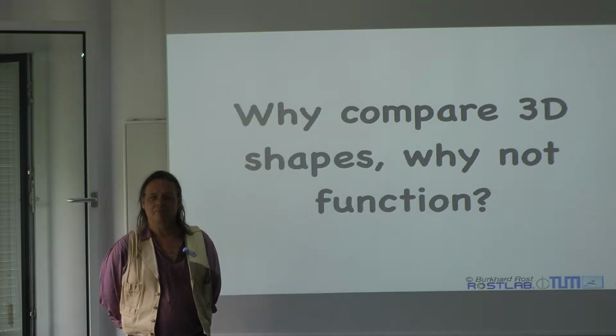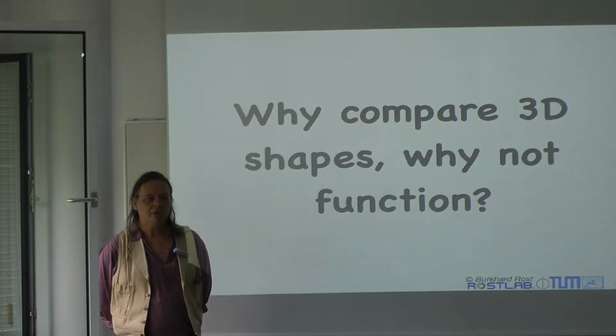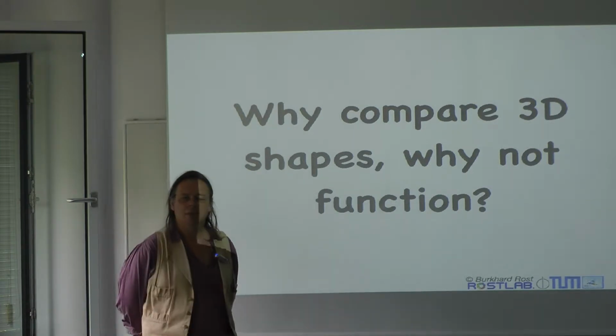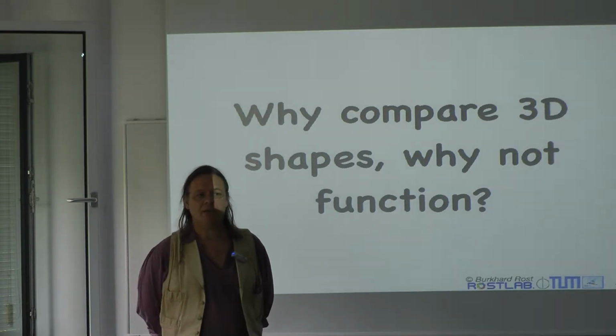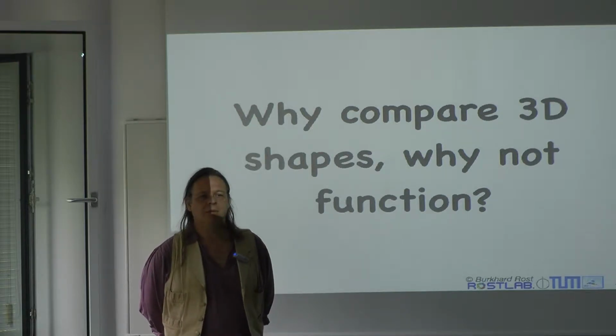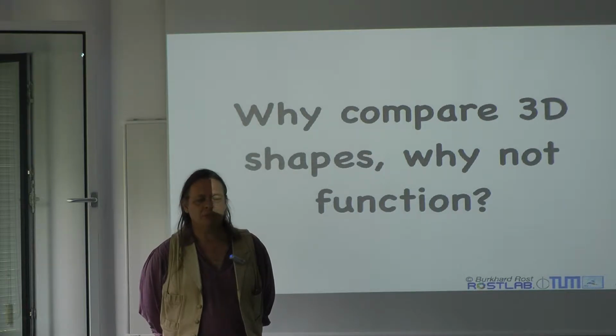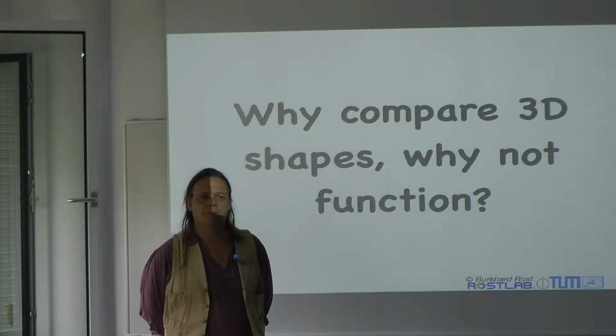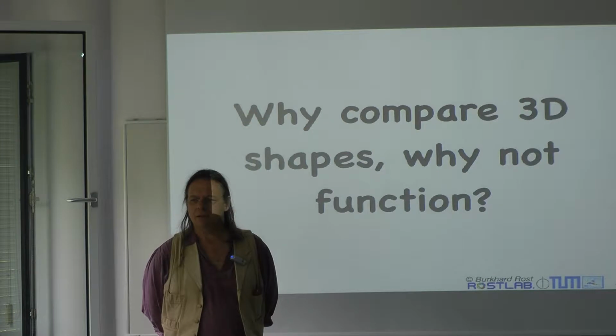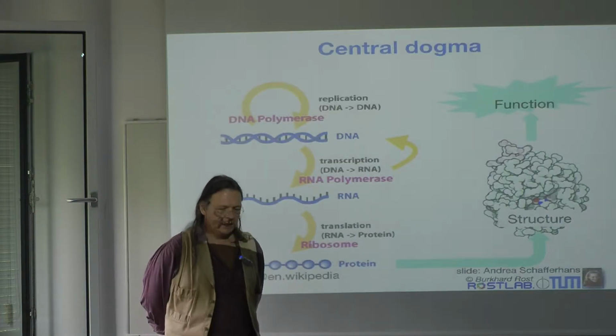Why not function? So I'm going to talk today about how we can compare proteins as structures, as three-dimensional objects. Why do I do that at all? What we actually arguably want most is really to see that proteins are related by what they do. Why do I compare structures then? Because structure is feasible. You can determine structure.